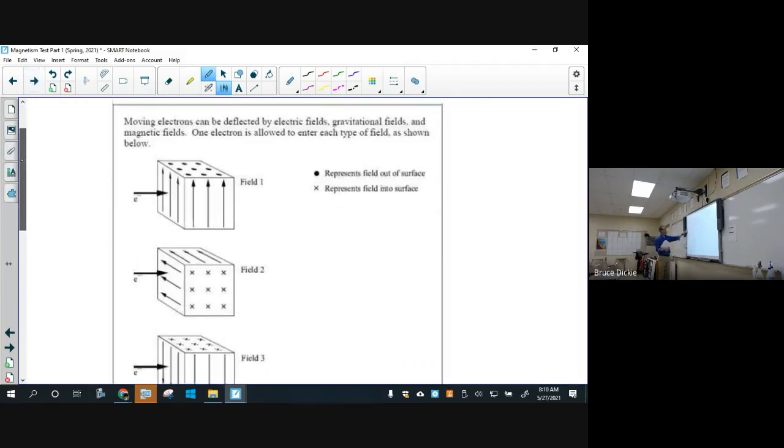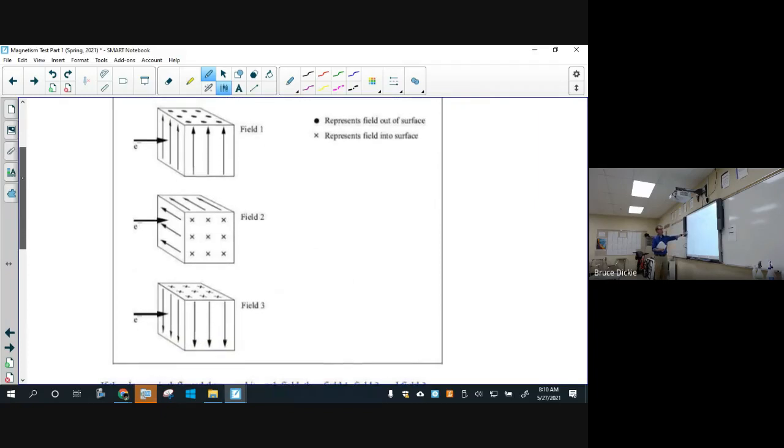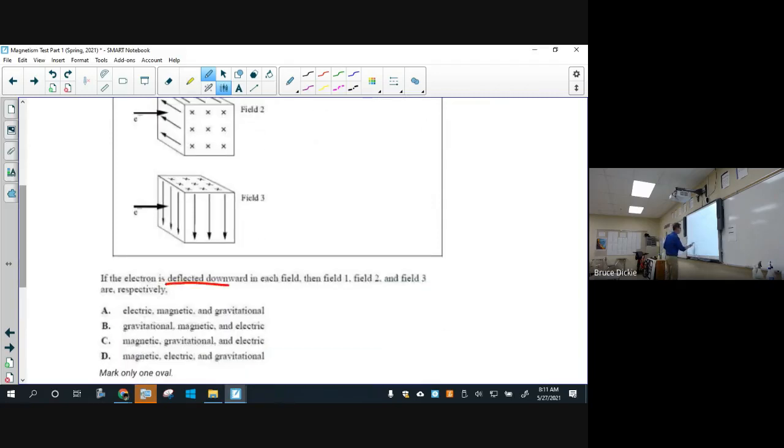More fields. This time we have an electric field and a magnetic field and a gravitational field, and we want to know which one is which. We know that in this question, all three of these fields are causing an electron to be deflected downward. We want the electron to be deflected downward. Well, the easiest one to figure out here is a gravitational field. Electrons have mass, and if they have mass, they're deflected in the direction of the gravitational field, right? This board marker, if I drop it, it accelerates, it deflects in the direction of the gravitational field.